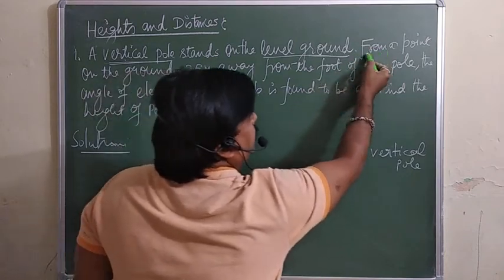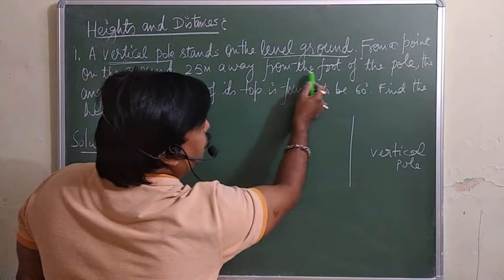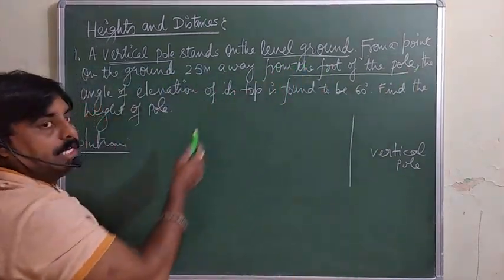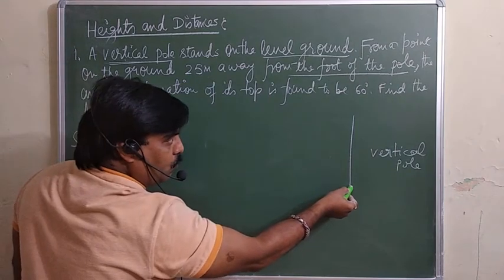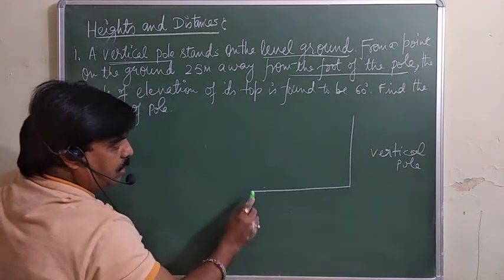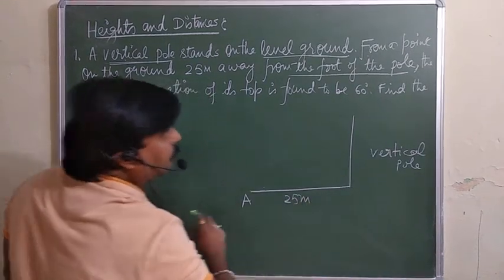Now the next part is from a point on the ground 25 meters away from the foot of the pole, up to here only, comma तक. This is another sentence. So from the foot of the pole, 25 meters away, there is a point on the ground. This is a point you can suppose A. This is 25 meters away from the foot of the pole.